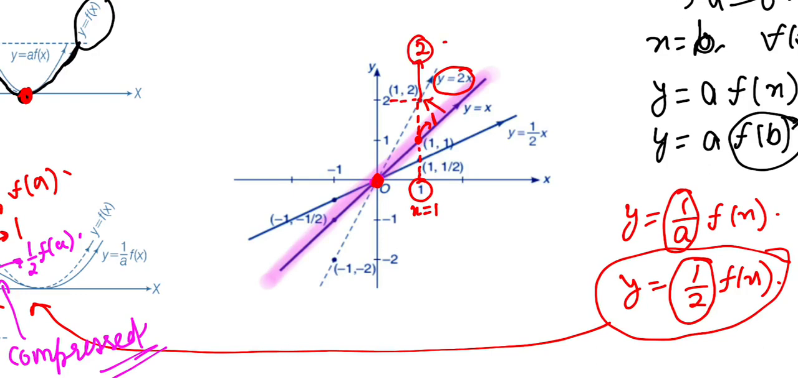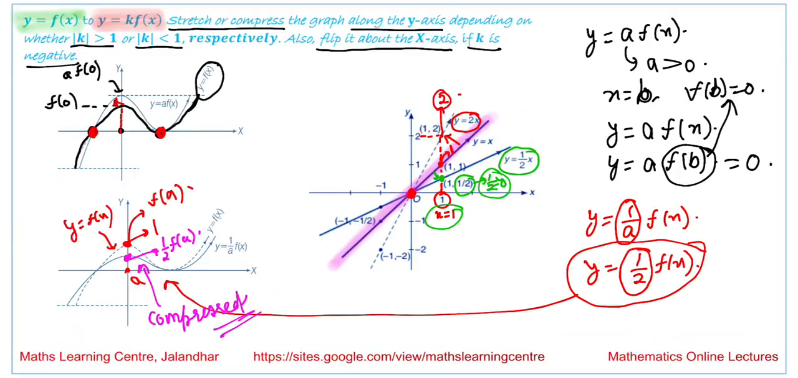And if I am talking about y is equal to 1 by 2x, then corresponding to x is equal to 1, we will have y is equal to 1 by 2. So this graph is basically compressed. So this is how we can obtain the graph in these cases.